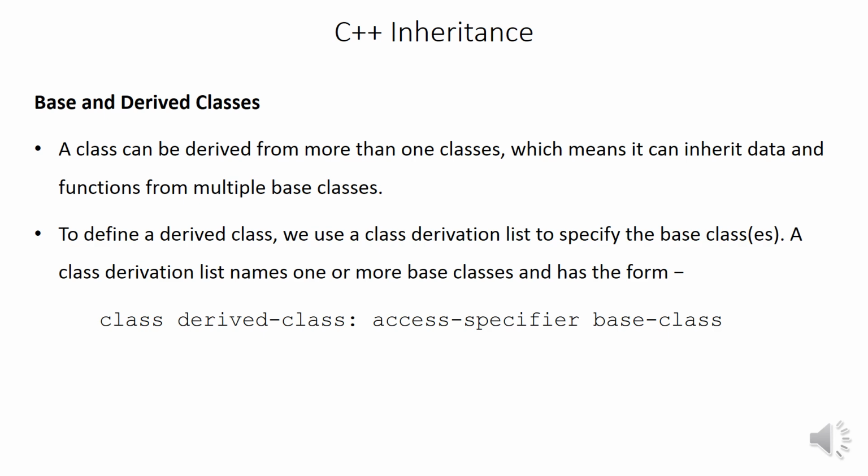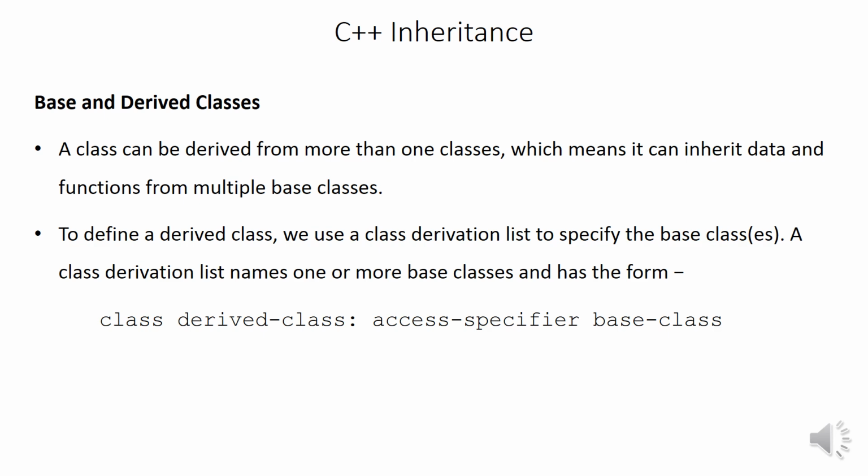A class can be derived from more than one class, which means it can inherit data and functions from multiple base classes. There are no restrictions. One class can access multiple classes, no problem. Multiple base classes, no problem. There is no restriction to a single class, meaning a single class can inherit data as well as functions from multiple base classes. This is also the best advantage of inheritance.